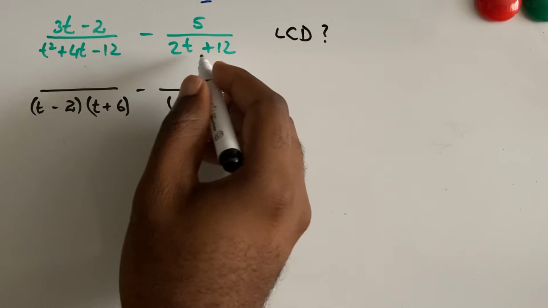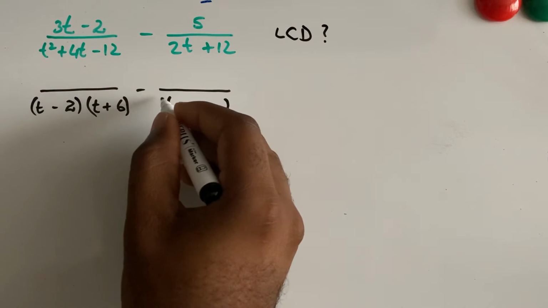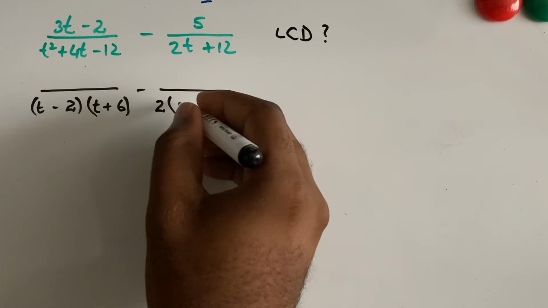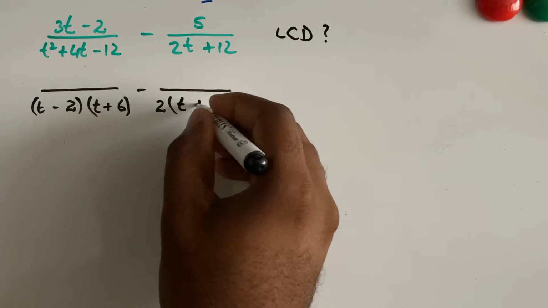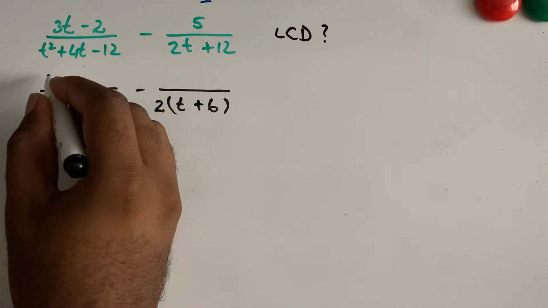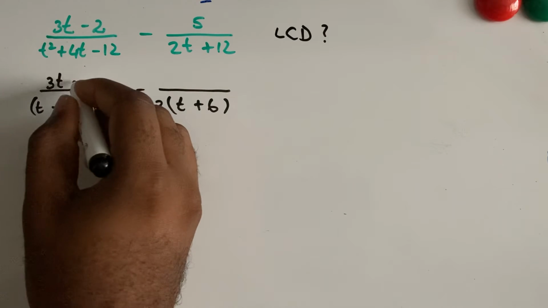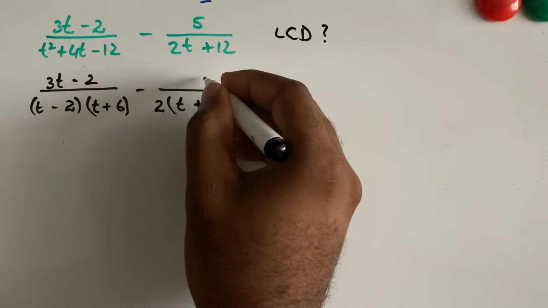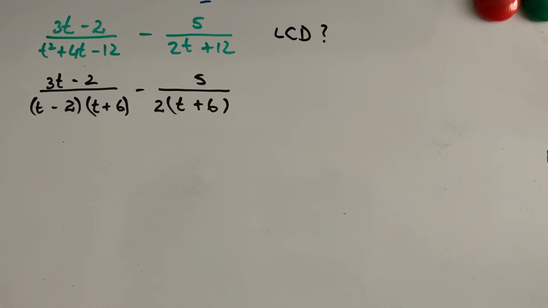Right here, there's a GCF on the right. The GCF is 2. If I factor 2 out, I'll get t plus 6, okay? And on top, the top stays as 3t on the left minus 2. Here it's 5, okay? All right.